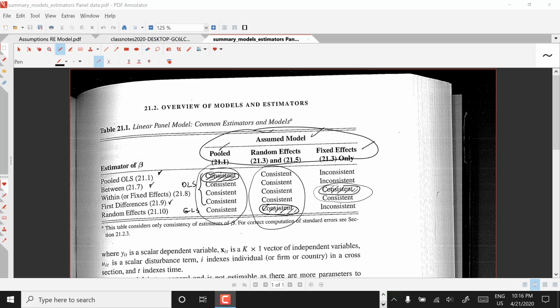So today we're going to be talking about the random effects estimator for the random effects model. We had previously talked about the application of the OLS estimator for the pooled model. We also talked about the application of the fixed effects estimator for the fixed effects model. And today we're going to be talking about the application of the random effects estimator for the random effects model, which happens to be the preferred estimator if all the assumptions are satisfied.